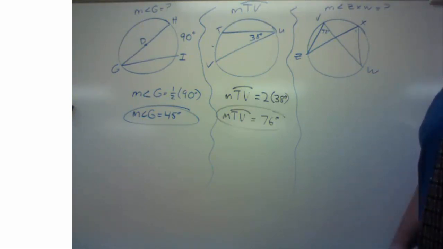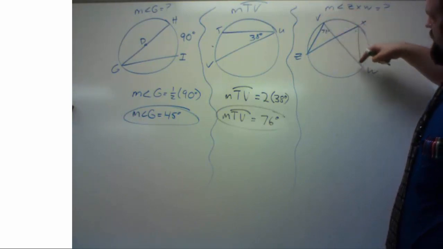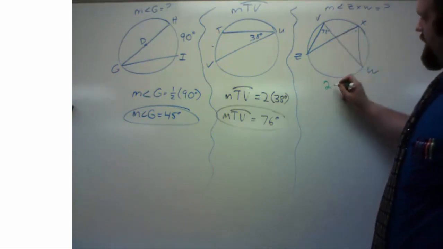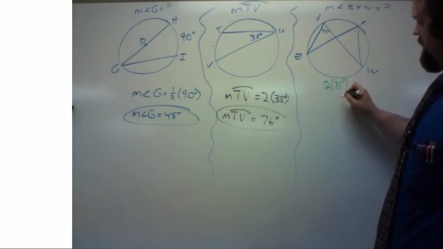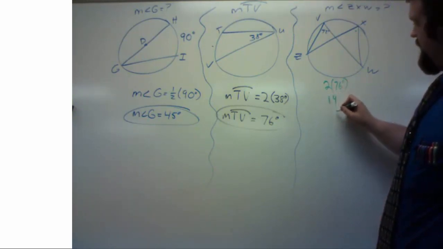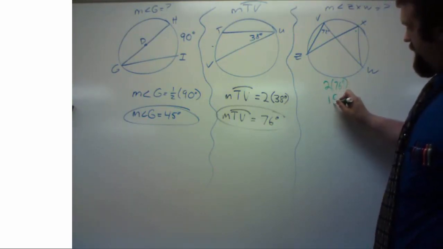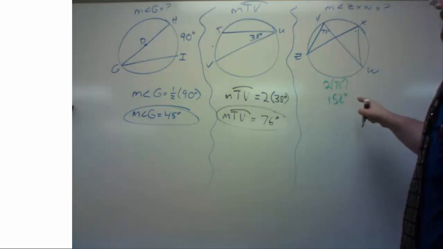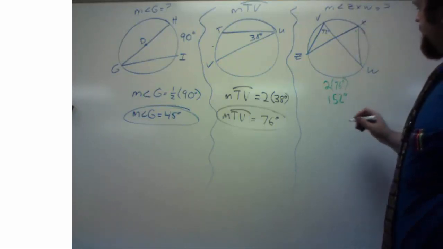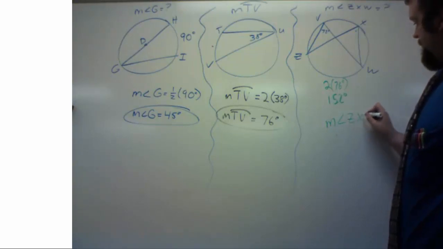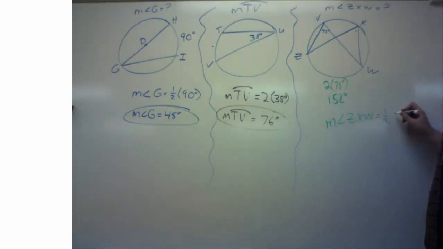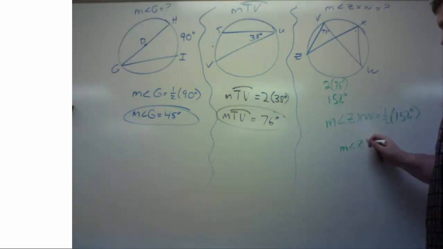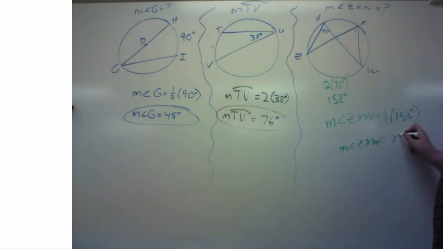Oh wait, hold on a second. I know the measure of arc ZVW. And I know that this here is going to be 2 times the measure of that angle. 2 times 76 degrees. So this measure is actually 152 degrees. Whoa, that's 152 degrees. So measure of arc ZW is 152 degrees. So that means the measure of angle ZXW is going to be equal to half of 152 degrees. So the measure of angle ZXW equals 76 degrees.